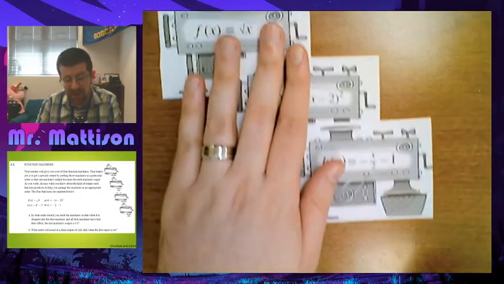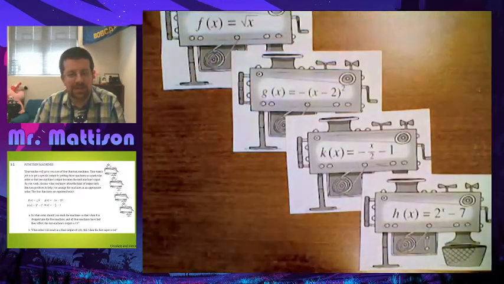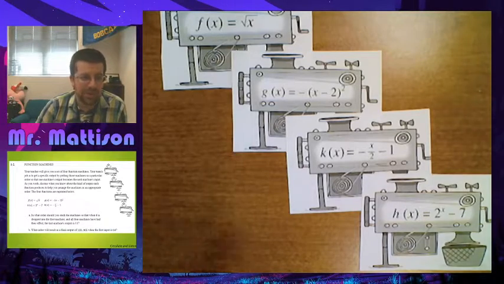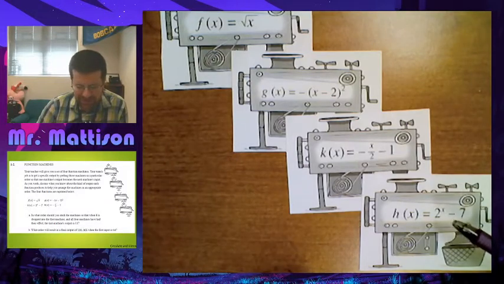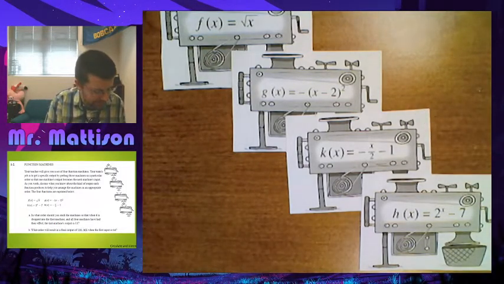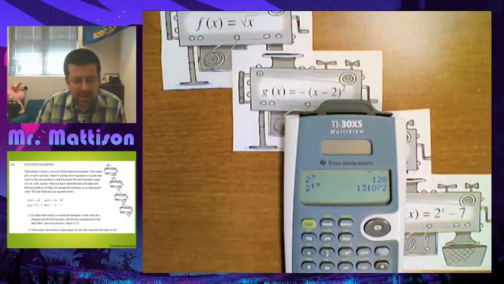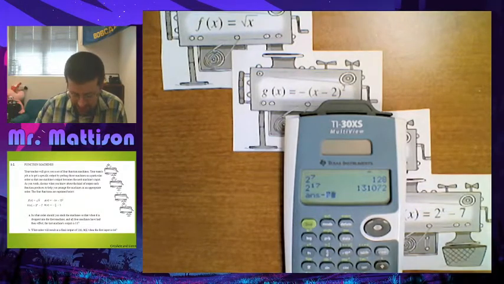So 17 is kind of an ugly number, not one that I really want to plug into H. But let's think about what we need as our final. Our final answer needs to be 131,000-ish. So plugging that into here, I said 17, right? Yeah, so if I do 2 to the 17th power, I get 131,072 minus the 7, and there's our 131,065.